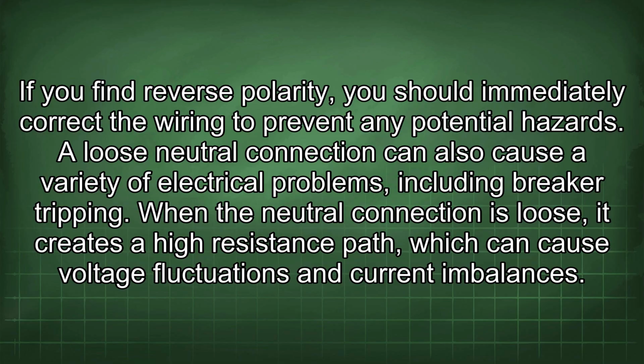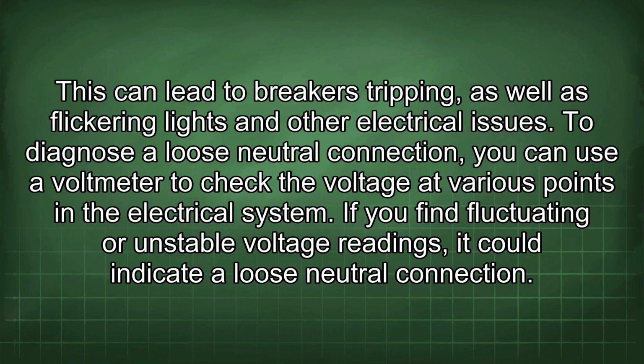When the neutral connection is loose, it creates a high resistance path, which can cause voltage fluctuations and current imbalances. This can lead to breakers tripping, as well as flickering lights and other electrical issues. To diagnose a loose neutral connection, you can use a voltmeter to check the voltage at various points in the electrical system. If you find fluctuating or unstable voltage readings, it could indicate a loose neutral connection.